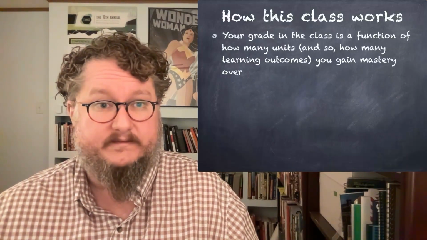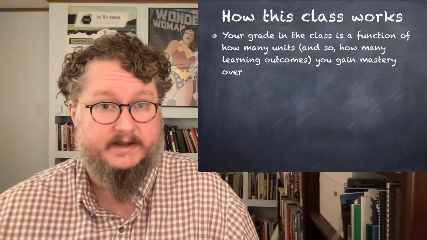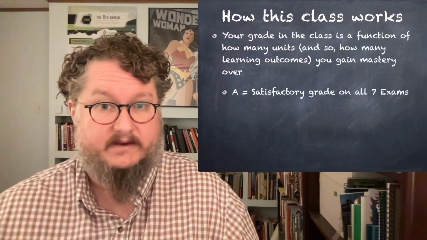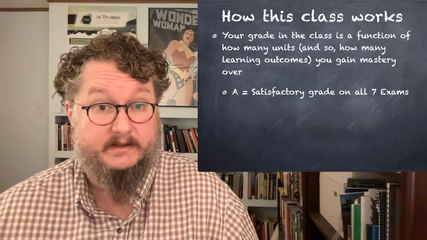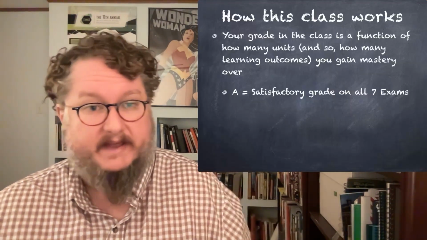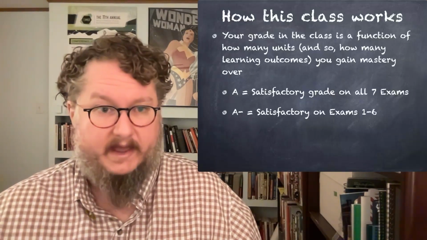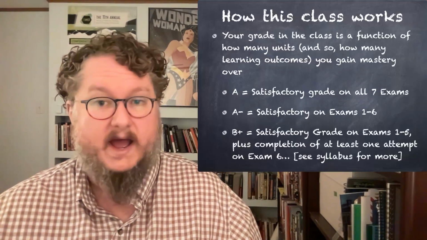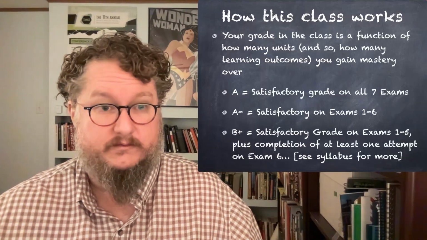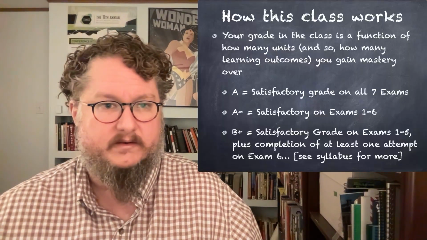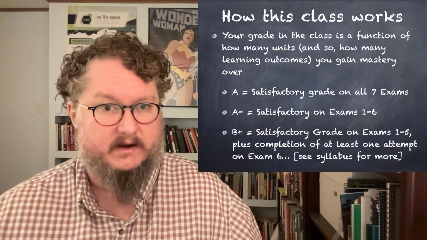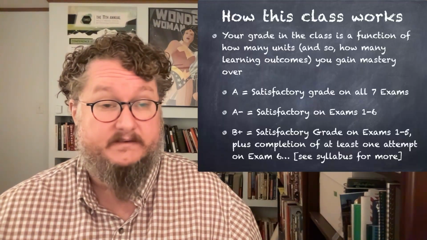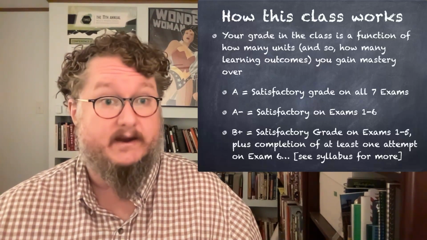Your grade in the class is a function of how many units, and so how many learning outcomes, you gain mastery over. For example, an A in the course means that you get a satisfactory grade on all 7 exams. You've made it through all 7 units at a satisfactory level. That's a level of mastery. An A minus is exams 1 through 6. A B plus is exams 1 through 5, plus giving a good try on exam number 6. You tried once. It was more than just clicking on it, opening it and submitting whatever. It's a genuine attempt. The syllabus will give the full breakdown of grades and what you have to do to achieve that grade.